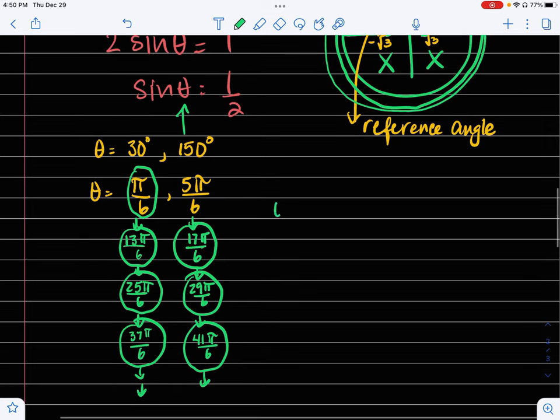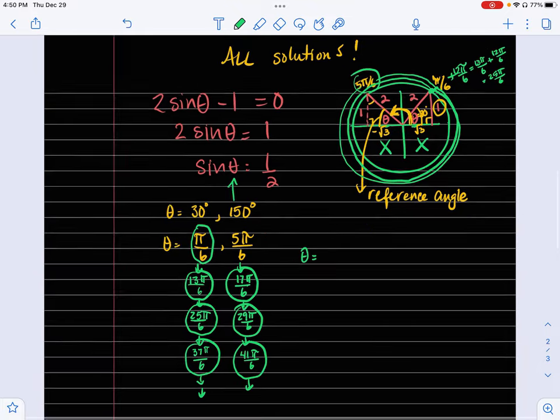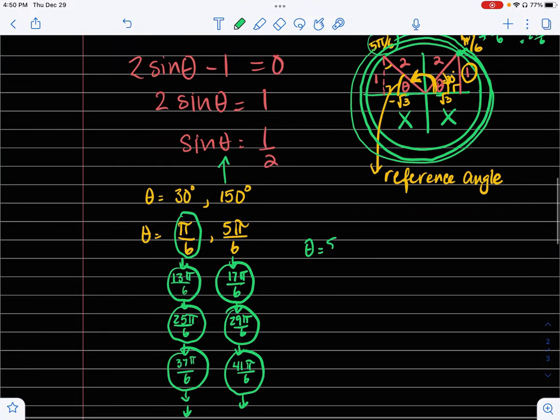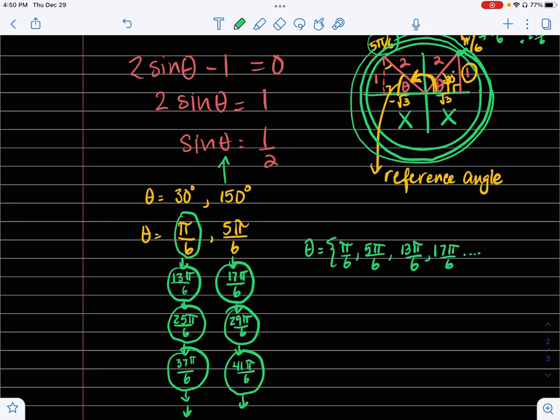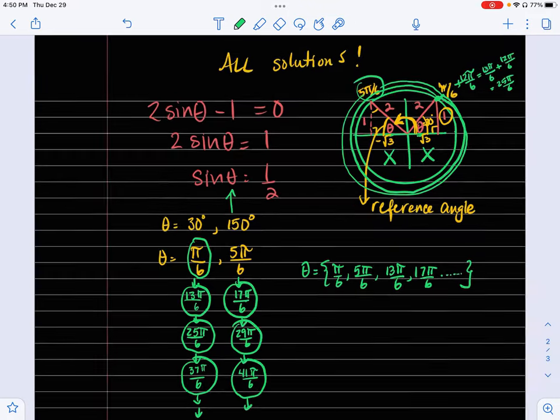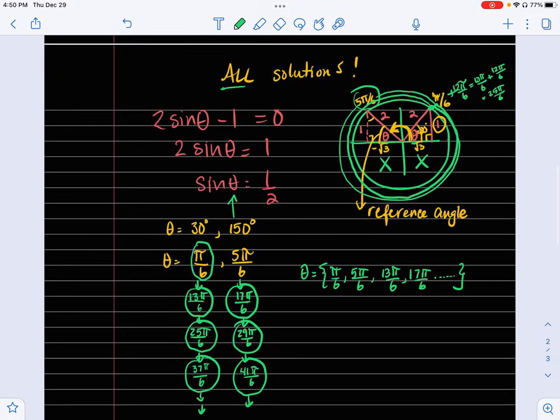So how will I write my answer? All the possible thetas, we're looking at all solutions. I'm looking at pi over 6, 5 pi over 6. I'm going to go in order. Then comes 13 pi over 6, 17 pi over 6, and so on and so forth. There are an infinite number of solutions. It's important to notice here that I said all solutions, which means there was no restriction to the set of answers.